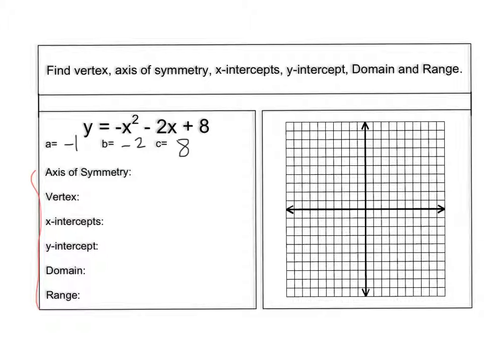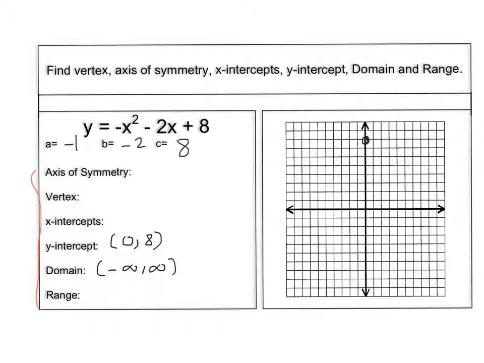Now from the equation I can tell what the domain is, always. Domain is always going to be from negative infinity to infinity. I also can tell what the y-intercept is. It's going to have an x of 0. It's going to be the constant that's by itself. We can directly start by plotting that. Now, the vertex is something we need to solve for.